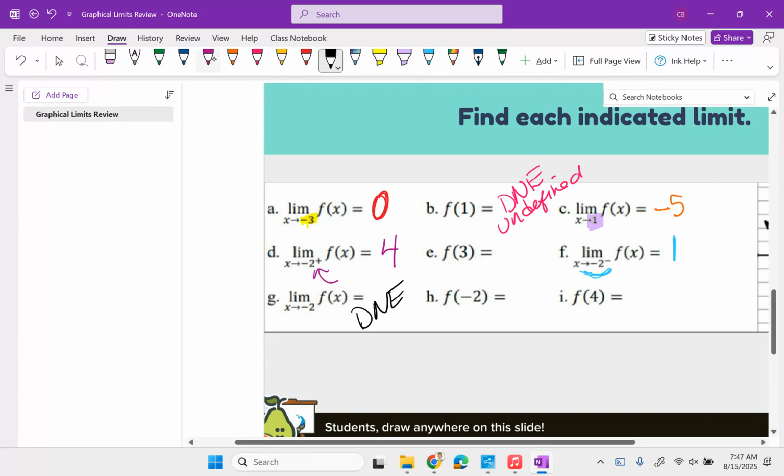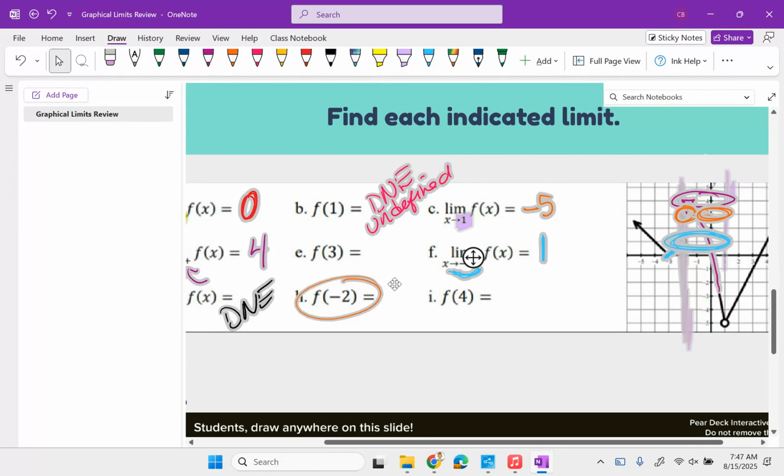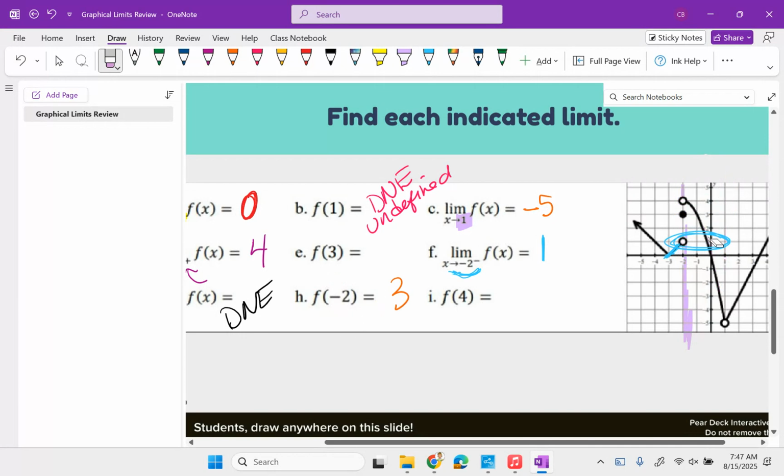What about this piece right here? Is there a value? Yes. What does it look like on the graph? It's the solid dot, not the hole. So what was the y value there? 3. Good. So that was all the stuff with 2, right? I'm going to go back in and fix all the other ones now.